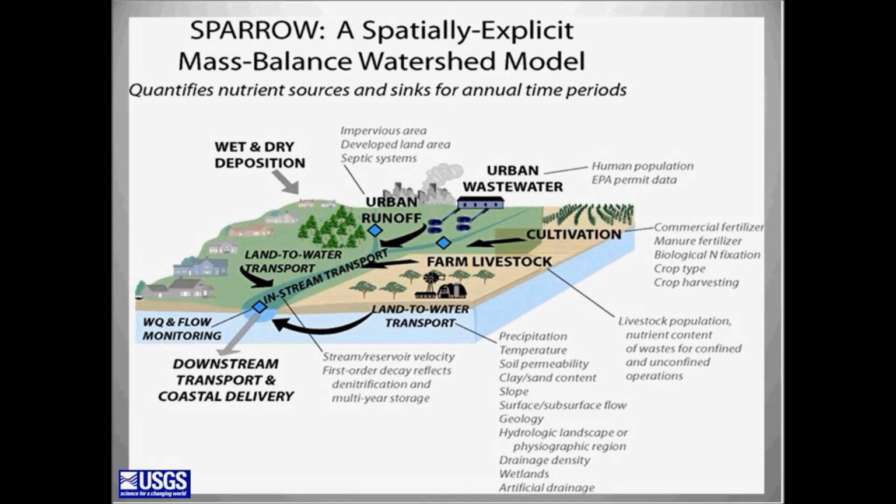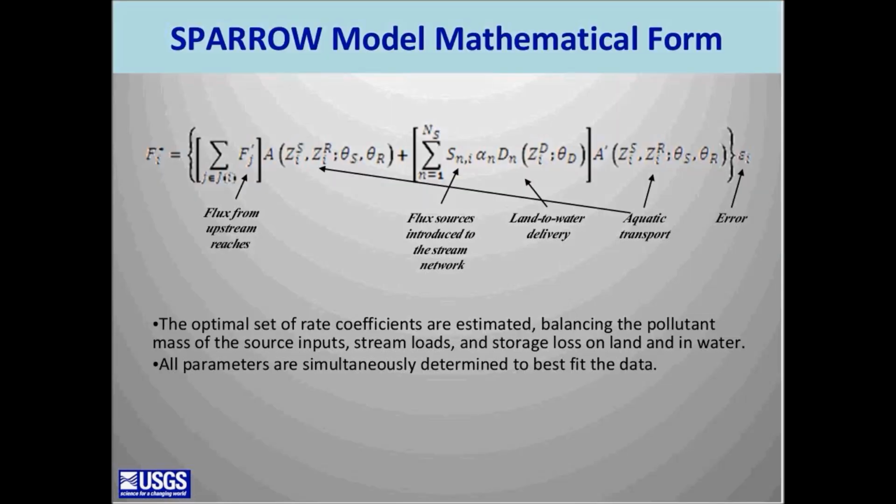Then we have this movement to the streams. We're going to have downstream transport of nitrogen and phosphorus, or any constituent that we have the SPARROW model calibrated for, and this would be one of our calibration points. So when we have water quality and flow, we can calibrate that part of the watershed for these different processes, and then from there extrapolate to the unmonitored parts of the watershed.